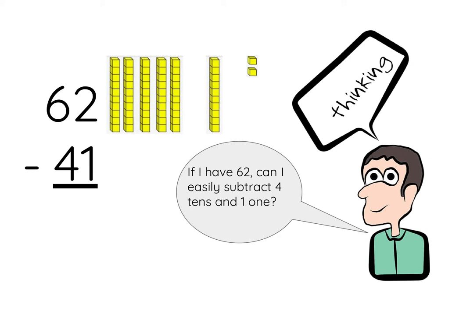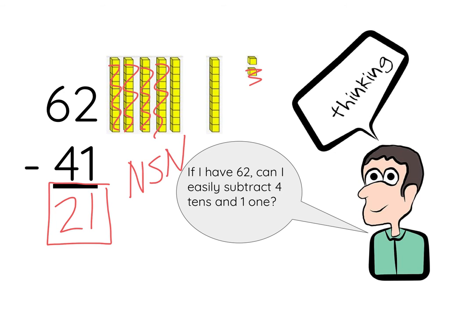How about 62 minus 41? Can I easily take away 4 tens and a 1? Yes. And the answer is 21. No strategy needed.